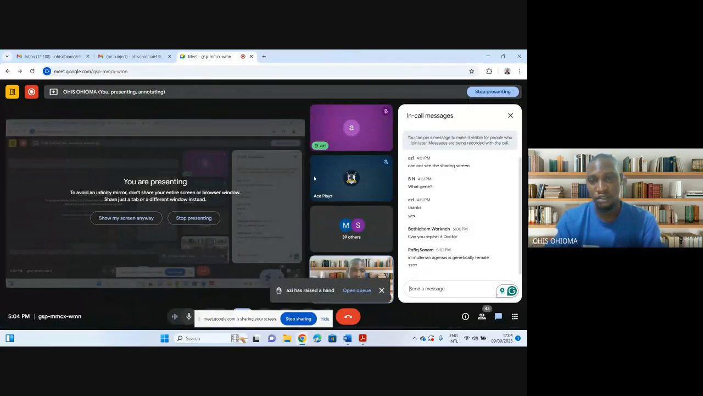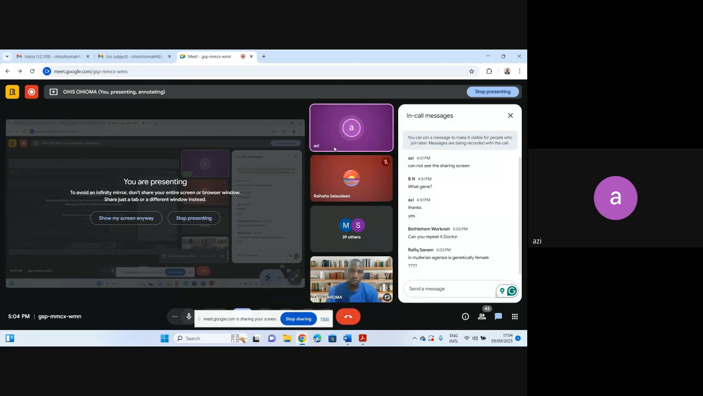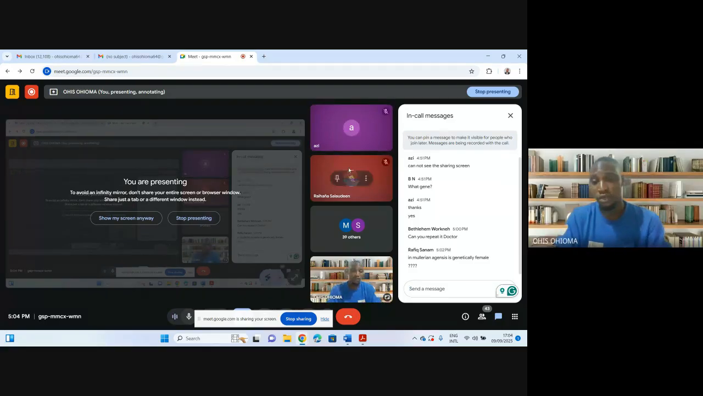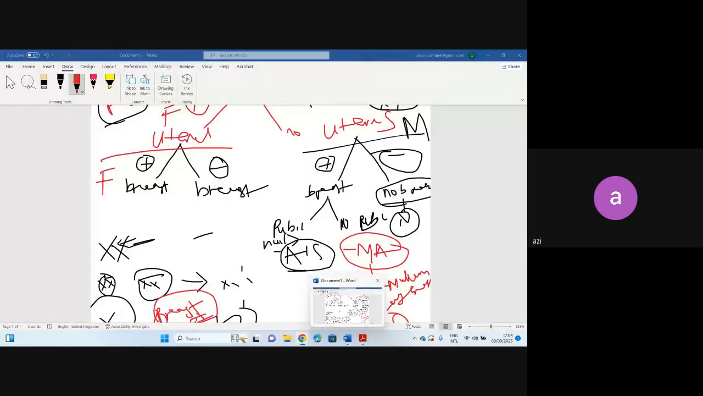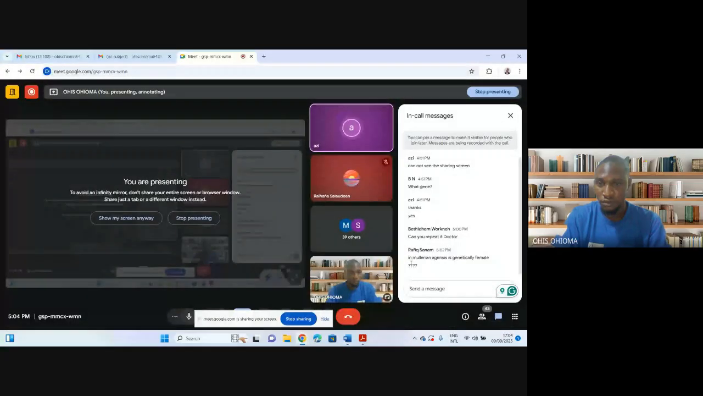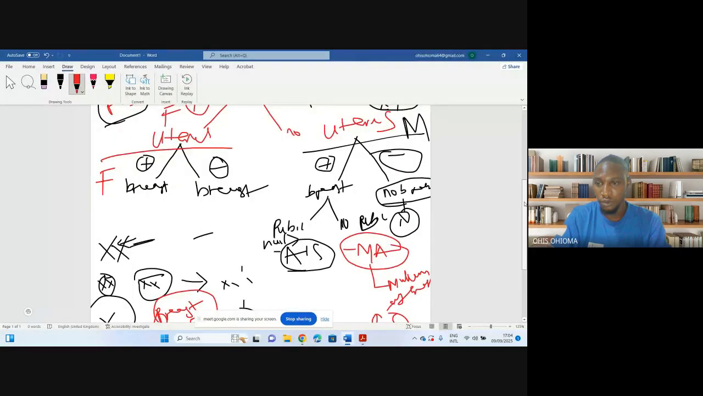Okay, Azzy, you can ask your question. Excuse me, but I think that in Mullerian agenesis, the genotype is female, yeah? But you said that it's male. Okay, so I said it was female, right? I said it was male, rather. Oh, okay. In the diagram, yes, it's male.